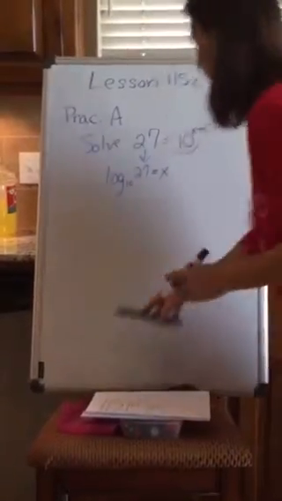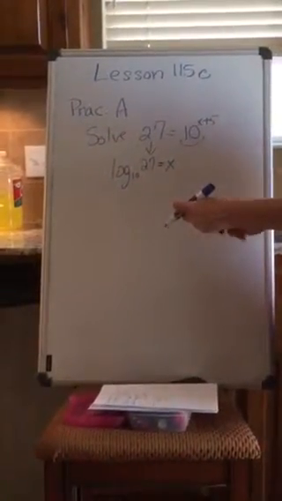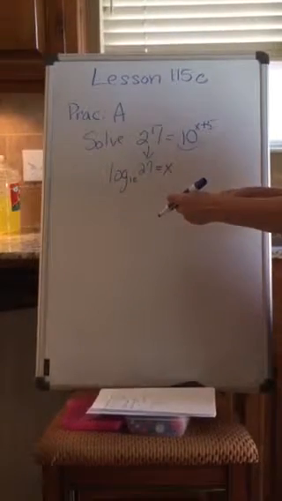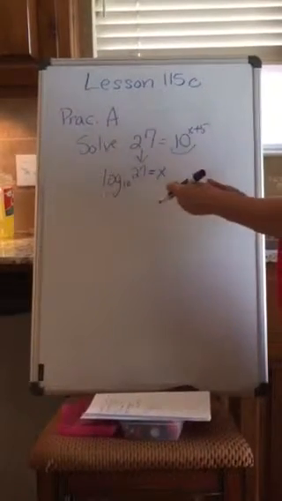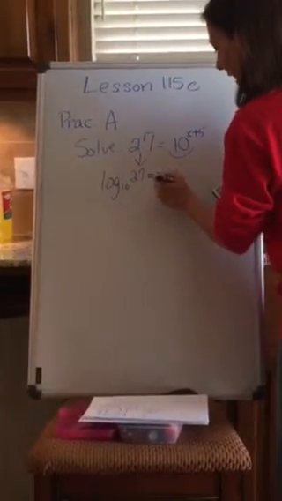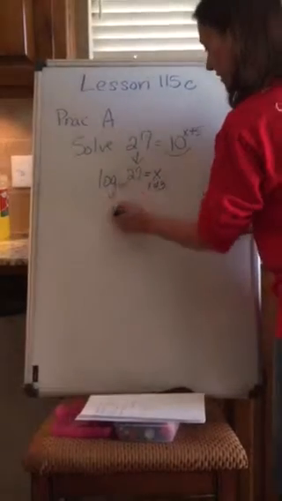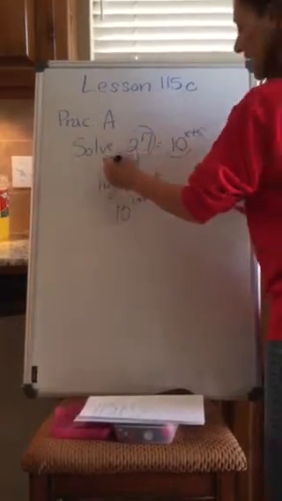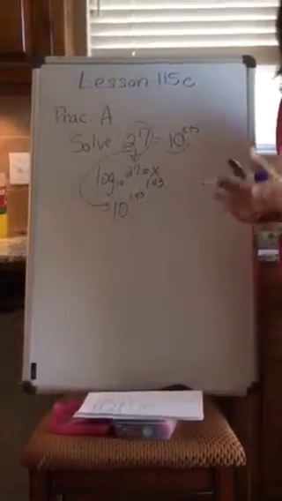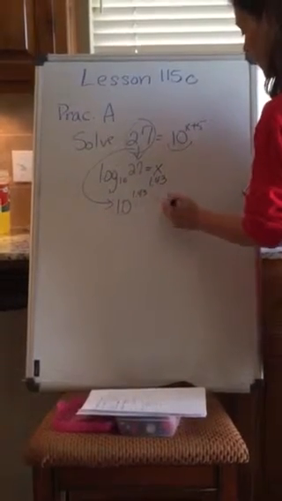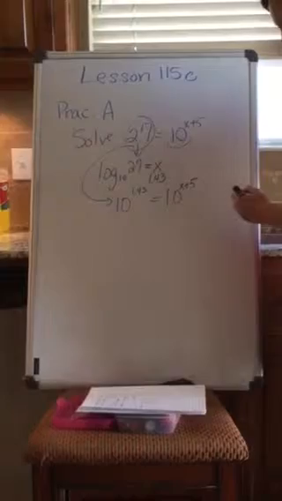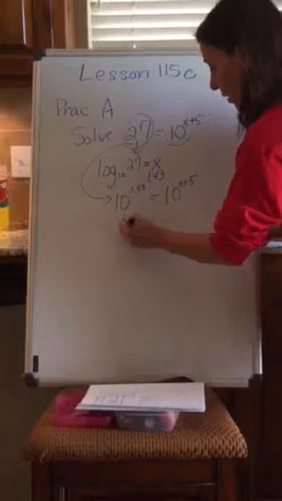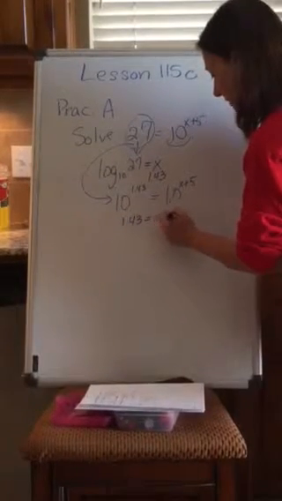So I find the log of 27 to be 1.43. So x is 1.43. So this is 10 to the 1.43. I've now converted 27 to 10 to an exponent equals 10 to the x plus 5. Now how do I solve? I set my exponents equal to each other. So 1.43 equals x plus 5.